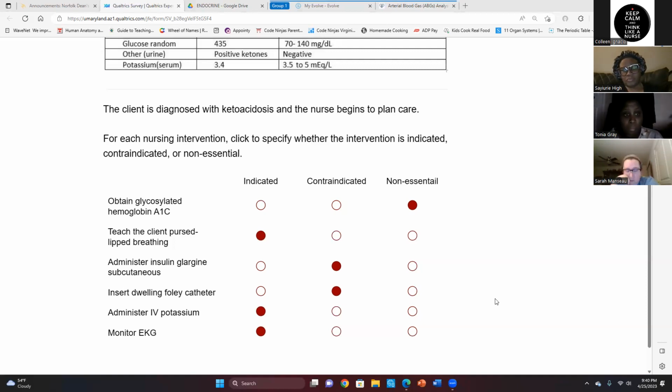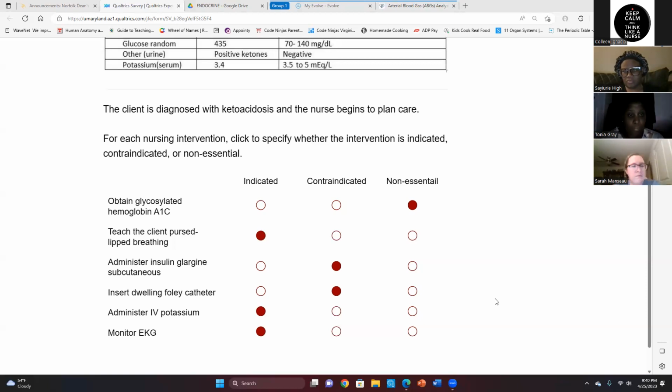Indwelling Foley catheter. It is contraindicated. There's no reason that this patient should have this Foley catheter. That's just going to increase their risk for infection. We already know from when we talked about metabolic syndrome and diabetes that they're at high risk for infections. We talked about the yeast infections, right? And the patient has 30 mLs of urine in an hour. We don't like the way the urine looks, but at least they've got some urine.